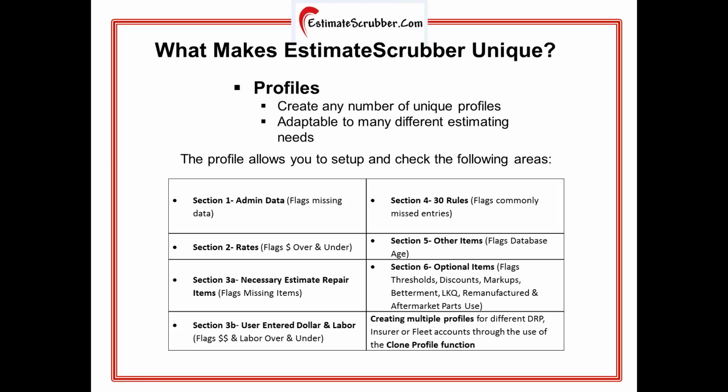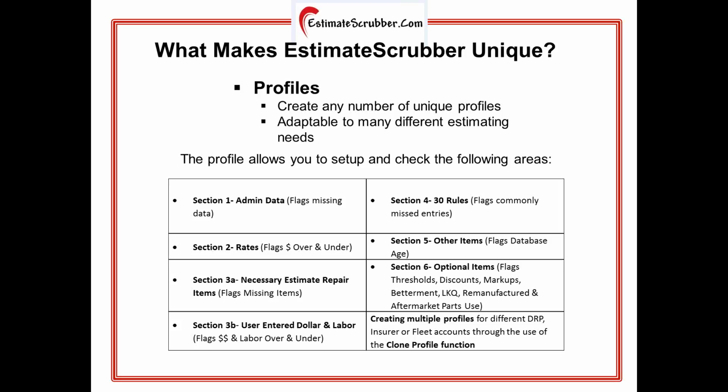Commonly missed entries. We will discuss this a little bit further in this presentation. Other items, it'll flag the database age. I know a lot of insurers don't like you to update your DVDs until it expires. This, you can set it, you can say I want to flag anything over 45 days. And if the database age is over 45 days, it'll tell you. Optional items, thresholds, discount, markup, betterment, LKQ, and remanufactured parts use. You can set up parameters for that.